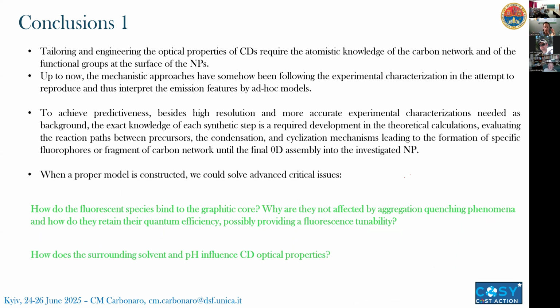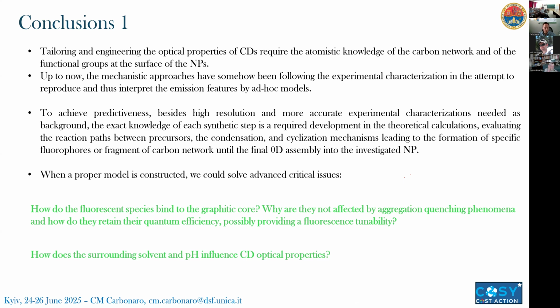So the first conclusion is that we are able to tailor the optical properties of our carbon dot by changing the content of citric acid and urea. We can also achieve some predictiveness by using more accurate experimental characterization in order to give useful information for the computational approach. And we need a proper model. When we have that proper model, we can solve advanced critical issues which are still open. For example, how do the fluorescent species bind to the graphitic core, and why are they not affected by aggregation quench phenomena, because our emissions are quite efficient. And how is the pH of the solution important for the optical properties of carbon dots?